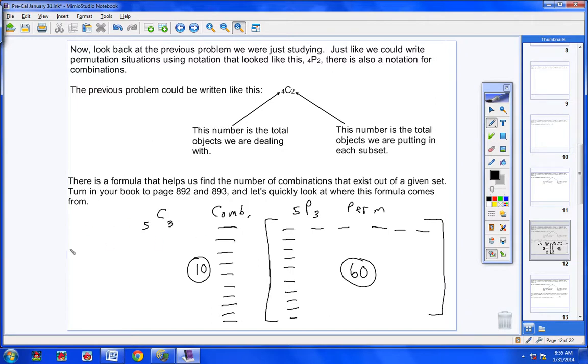Alright? So if you'll look, there ended up being this pattern right here. The pattern ended up being you can take the permutation situation, like 5 and 3, and divide it by this number here, factorial. So I just showed you that 5P3 is 60. There's 60 of them. And if you divide that by 3 factorial, that's 3 times 2 times 1, you do get 10, which matches this. And that's the pattern that they noticed. And that's where the formula came from.